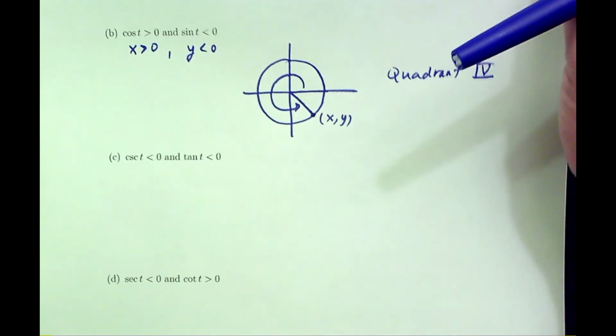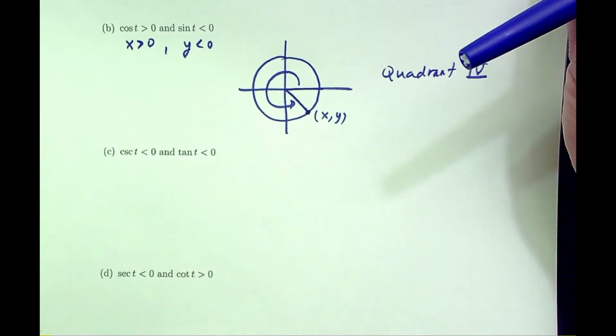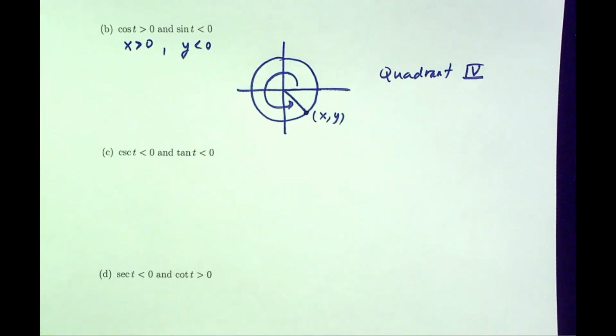Okay, now let's do another example where we have a little bit of a twist. It's not just sine and cosine, which are x and y. Now we have cosecant and tangent. So suppose that cosecant is less than 0 and the tangent is less than 0. So in what quadrant is your angle now?